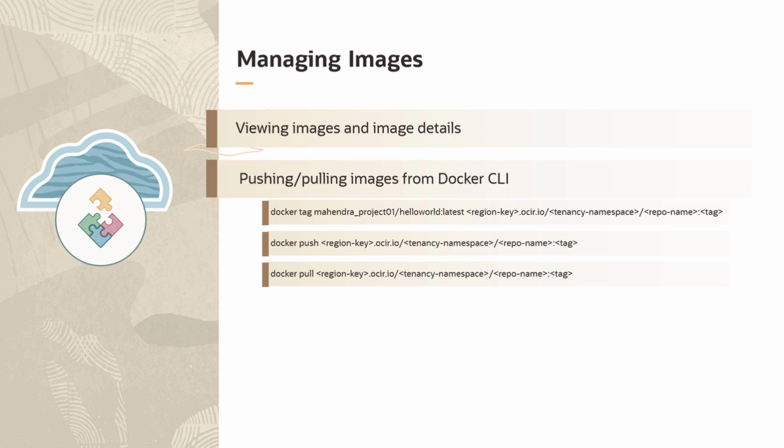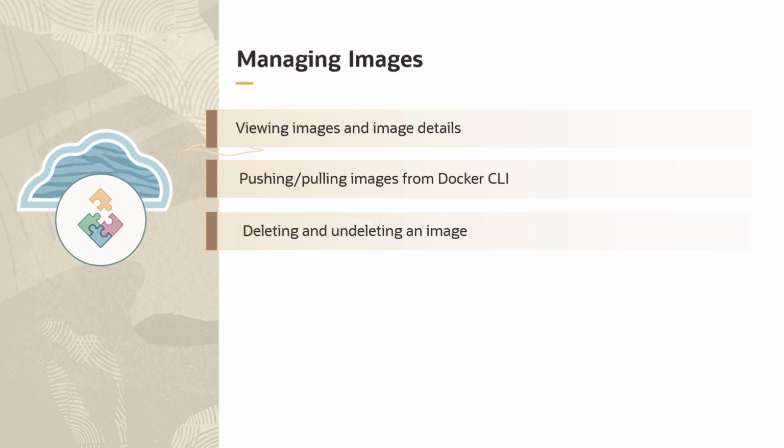In order to pull an image, you must be logged in to the OCIR registry using the auth token and use the docker pull command followed by the fully qualified name of the image you wish to download on your Docker client. When you no longer need an old image or you simply want to clean up the list of image tags in a repository, you can delete images from the Oracle Cloud Infrastructure Registry. You can undelete an image you've previously deleted for up to 48 hours after you deleted it. After that time, the image is permanently removed from the container registry.